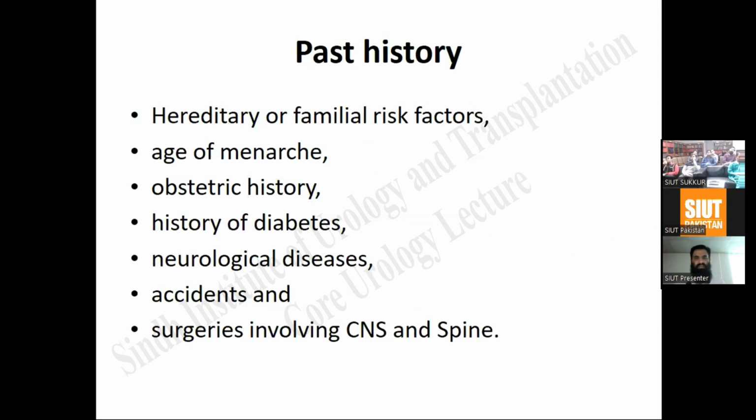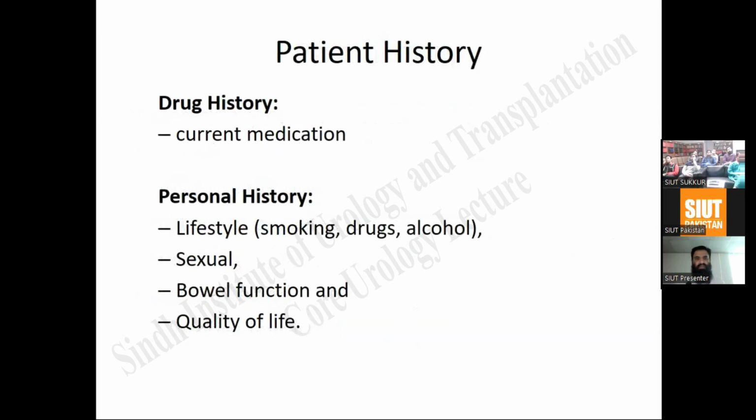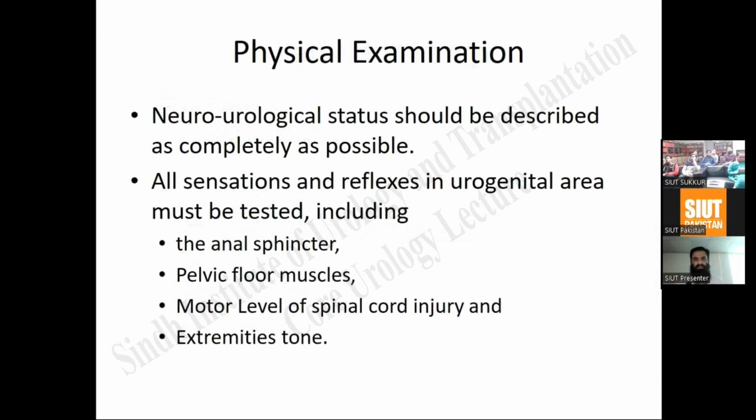Past history covers heredity or familial risk factors, age of menarche, obstetric history, diabetes, other endocrinological diseases, neurological disease, and any accident or surgery involving the CNS, spine, and pelvis. Then the current drug history and personal history of lifestyle, sexual and bowel function, and quality of life. The physical examination is very important in neurogenic bladder and should be described as completely as possible.